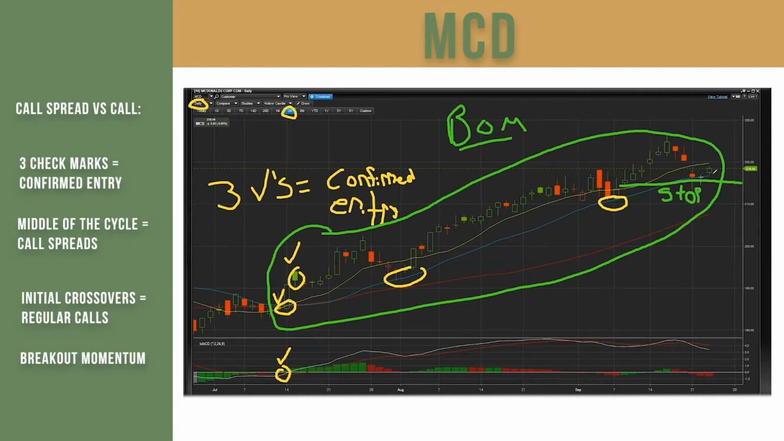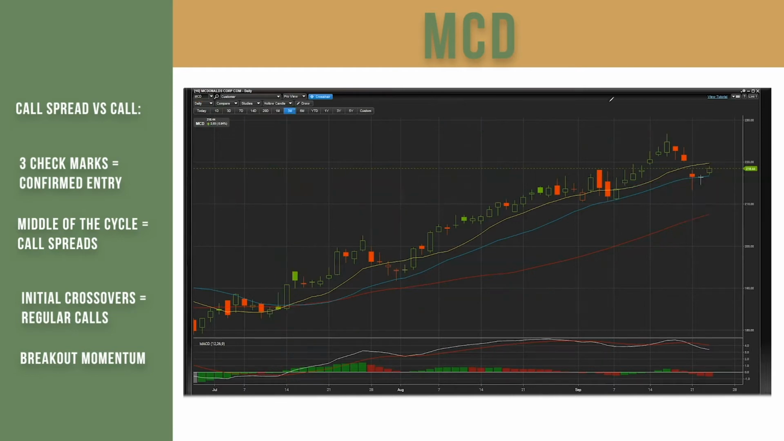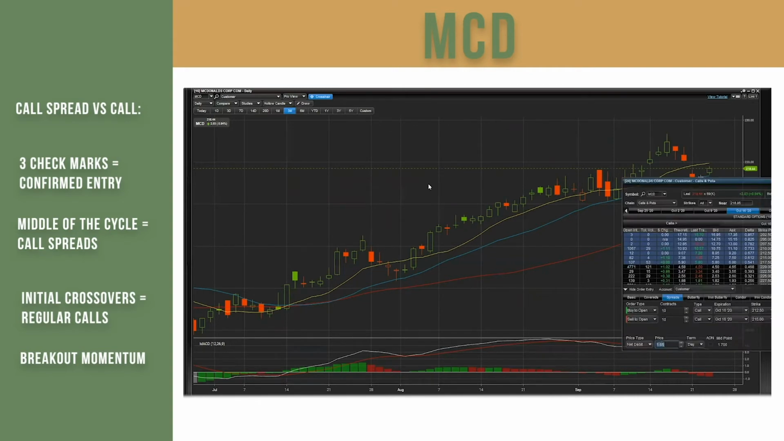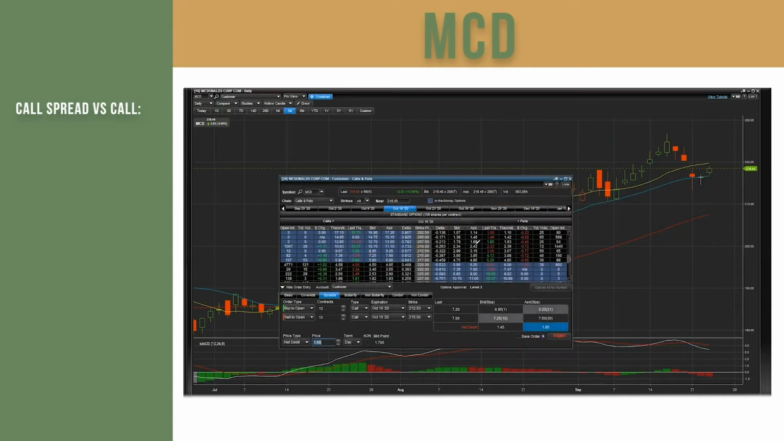Now, yes, you could pick up a call and trade it up to that resistance right here of 225, but I'm going to show you why it's better to do it like this. Now watch this. Why is it better to go with that call spread versus a call? Because now let's take a look and say, okay, what's the difference between going with that call versus the call spread? Well, right now, if you pick up that October, watch this.